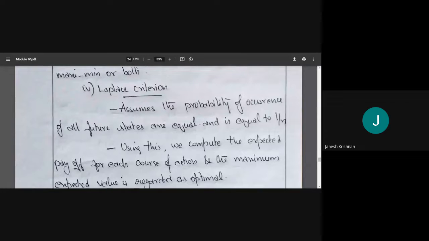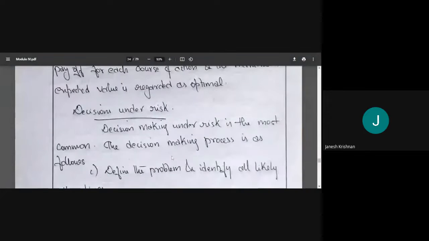Okay. Then we compute the expected payoff for each course of action. We do it mathematically, and the maximum expected value is regarded as optimum, which gives us maximum benefit. We'll take that as our decision. Okay. We'll compare all the alternatives, and the alternative which gives us the maximum payoff is taken as optimum. Okay. So that is decision under certainty, decision under uncertainty.